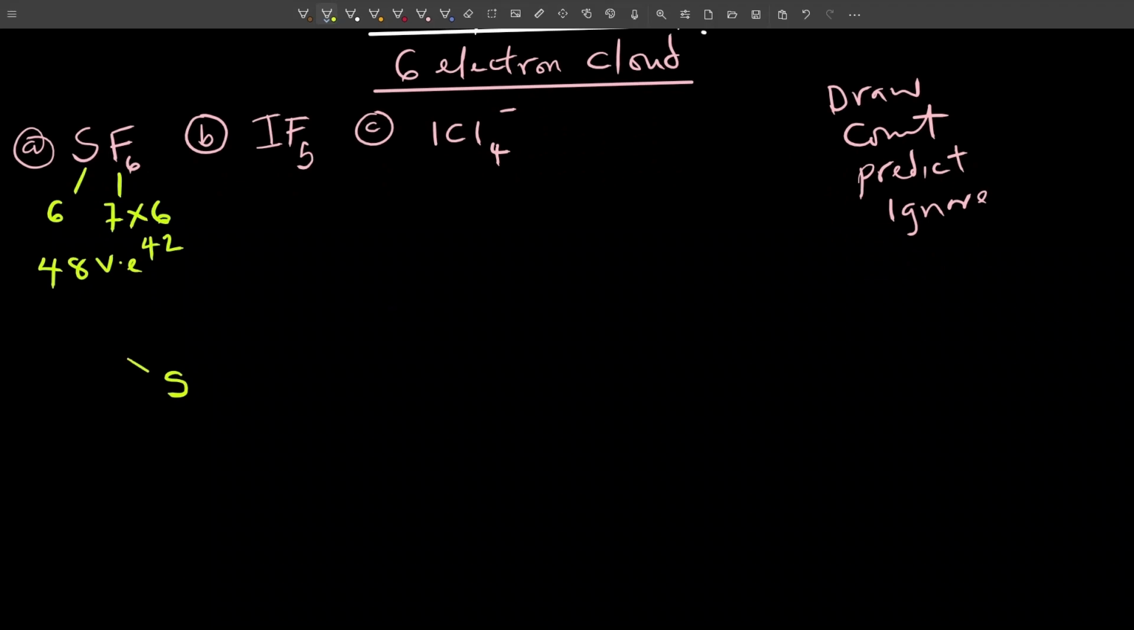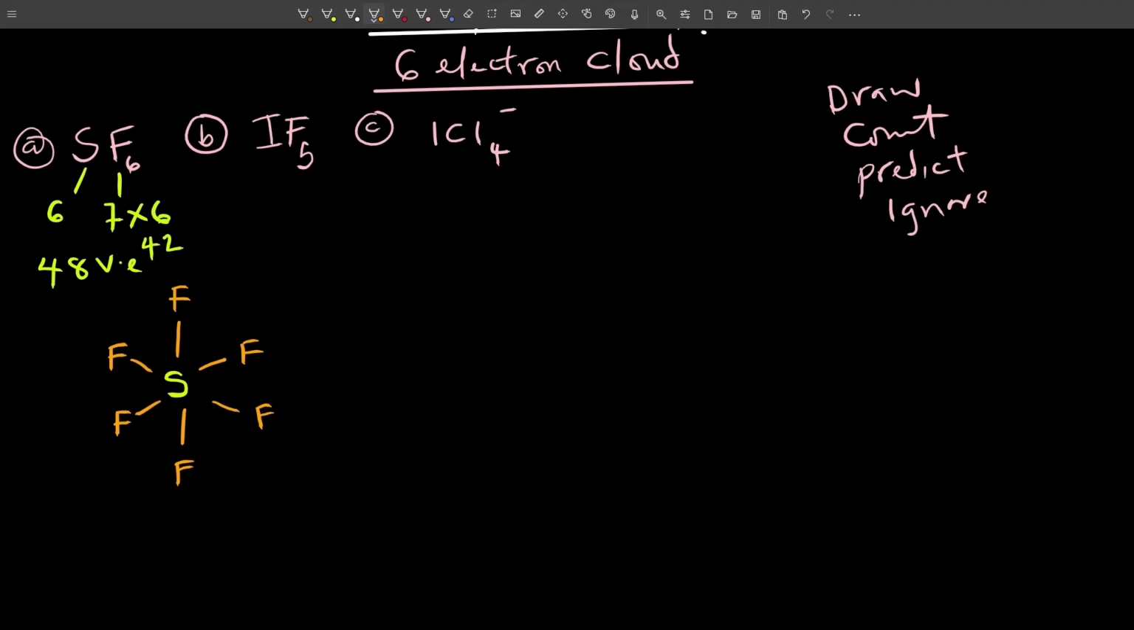So we have sulfur, we have our fluorine, that's a different color. We have our fluorine, we have our fluorine, since we have 6 of them. We have our fluorine here, our fluorine here, our fluorine down here, and our fluorine up here. This is the ideal way of arranging. Now don't make the mistake of doing axial and equatorial positions here. That's only applicable to 5 electron clouds. You can check the previous video, I explained everything on that. So this is the ideal way of arranging compounds that have 6 electron clouds.